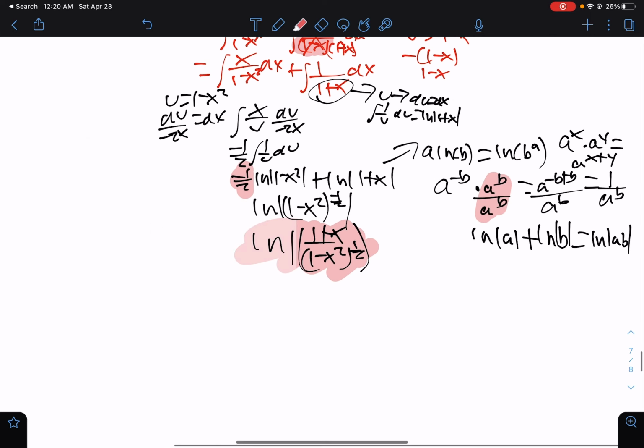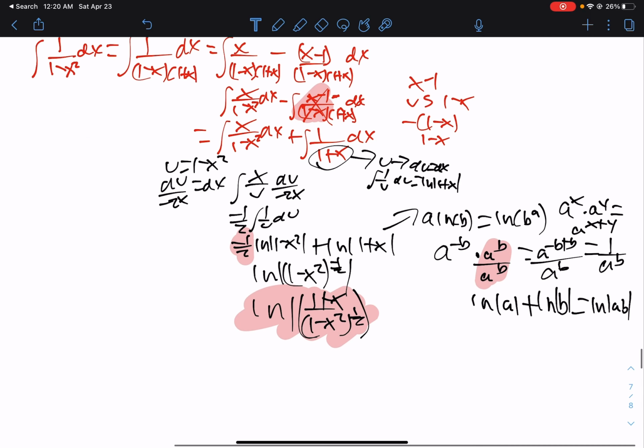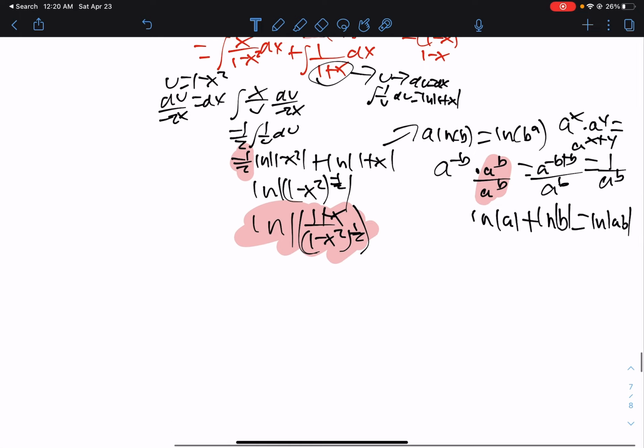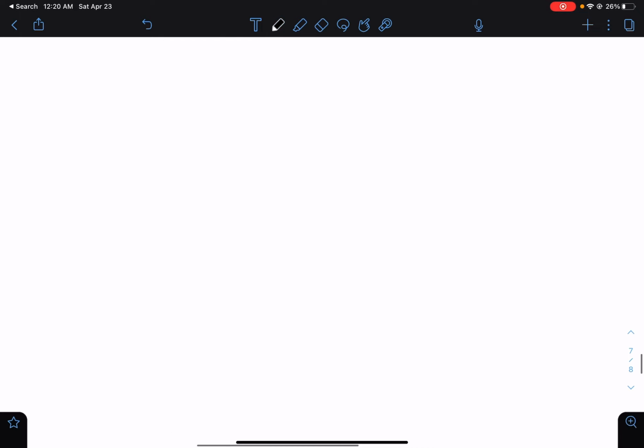Boom. Hopefully you guys saw it. I basically utilized the fact that 1 minus x squared could be nicely rewritten as a difference of squares. Next method of integrating this.